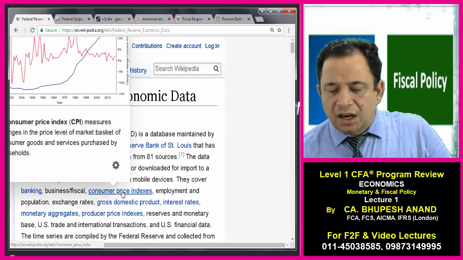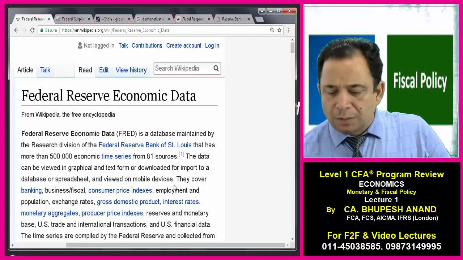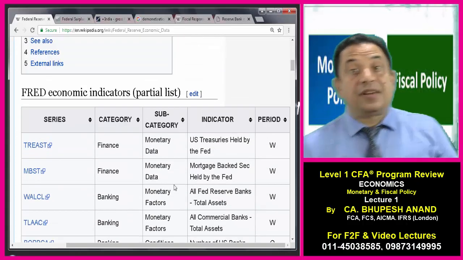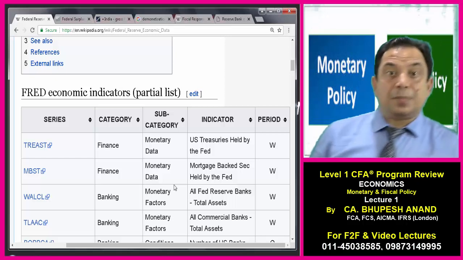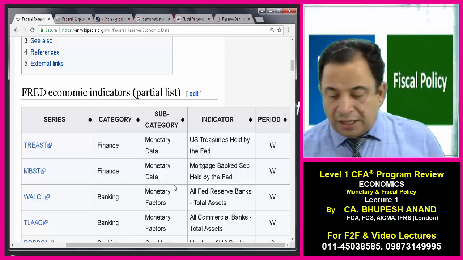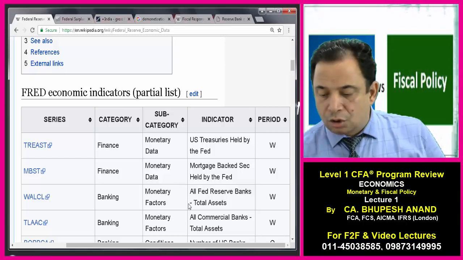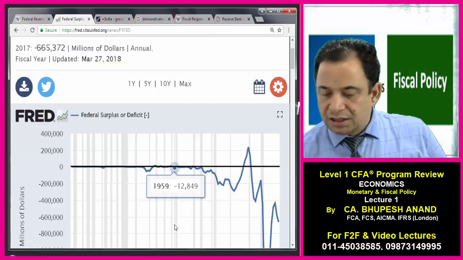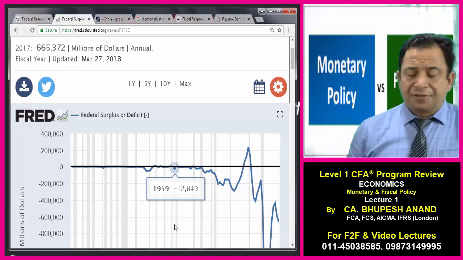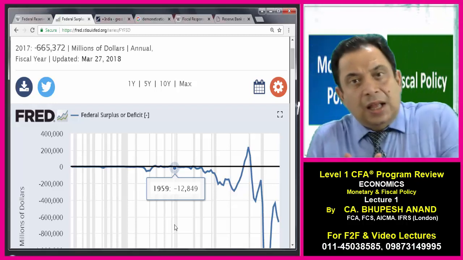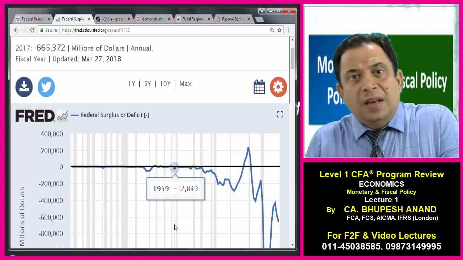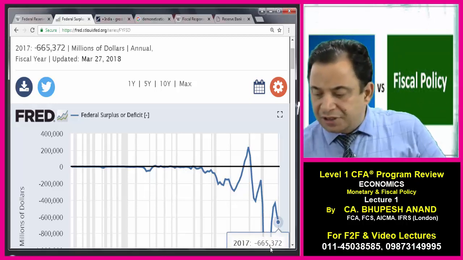what is Fed Reserve, economic data. I want to show you some data in regard to Fed Reserve, and with the help of that we can find out what is the meaning of a fiscal policy, what fiscal policy consists of. Let me firstly show you this graph which tells us in how many years there was Fed surplus and how many years there was a case of Fed deficit.